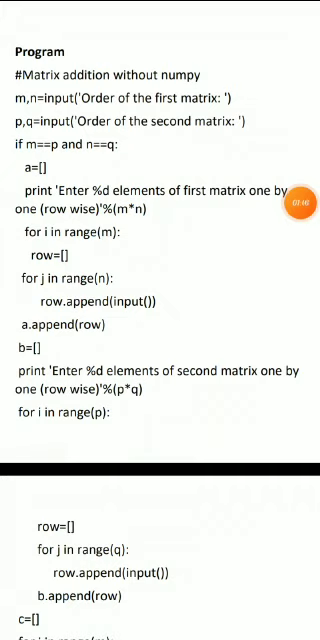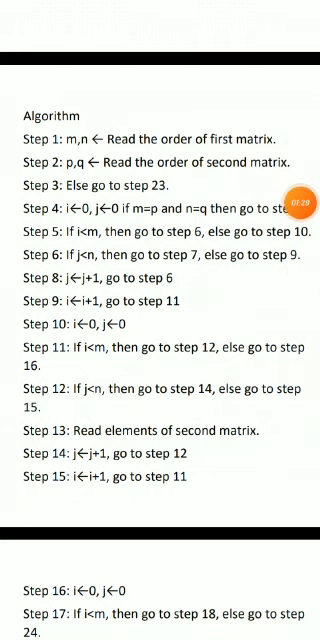So this is our program, matrix addition without number. First step is m comma n equal to input order of the first matrix, then p comma q equal to input order of the second matrix. In these two steps, we read the order of the first matrix, and then the order of the second matrix, P and Q.